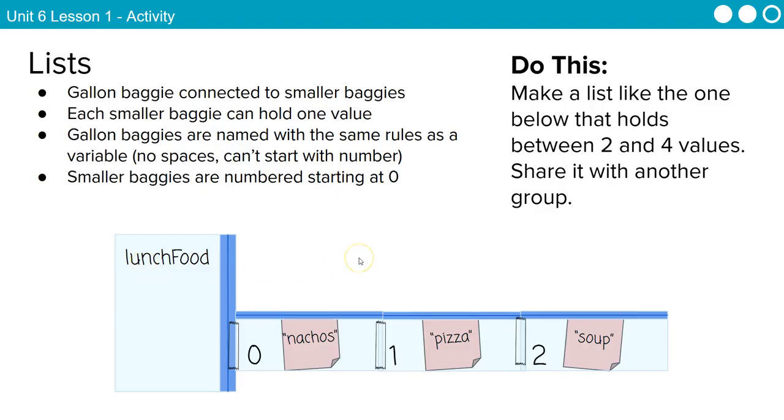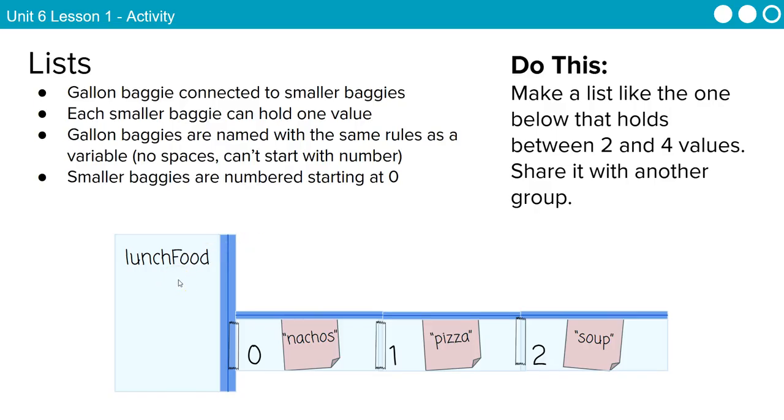Right? And hopefully you're kind of seeing where we're going with this. This list has multiple items within it. We actually refer to these as elements. But I can add as many items or as many elements as I want to this list, and then that list, since it's its own data type, can get stored to lunch food.